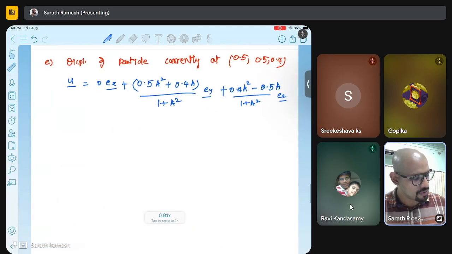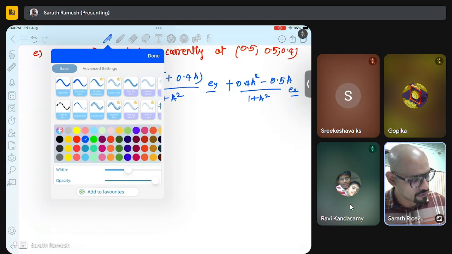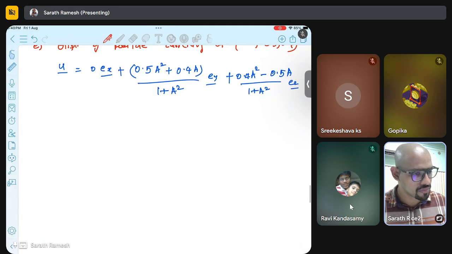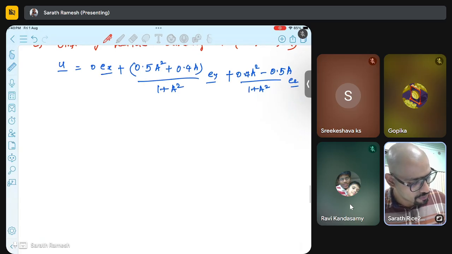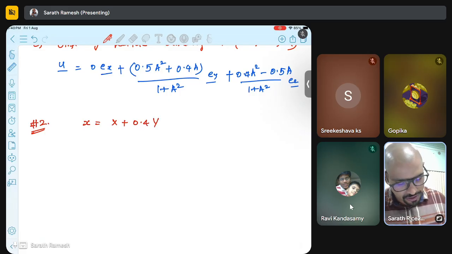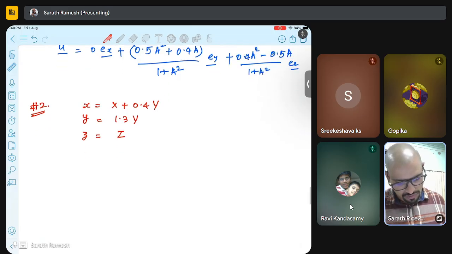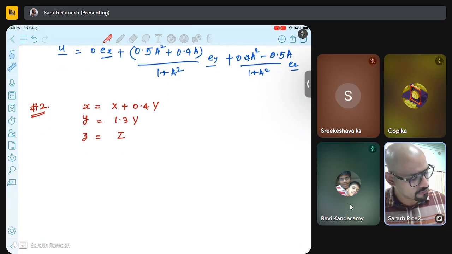Let's move on to one more problem similar to the assignment problem that you have. Problem number 2 for the day. Given small x is equal to capital X plus 0.4 capital Y. This is the deformation field. Small y equal to 1.3 capital Y and small z equal to capital Z. This is the deformation field given.